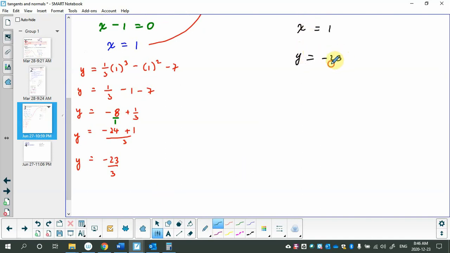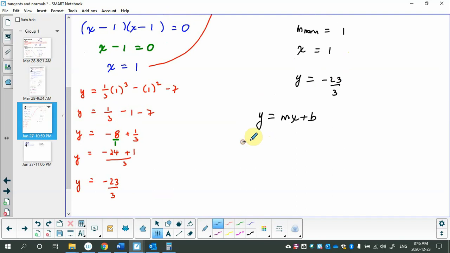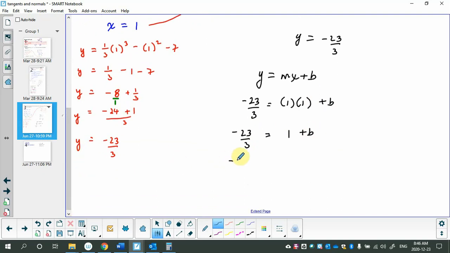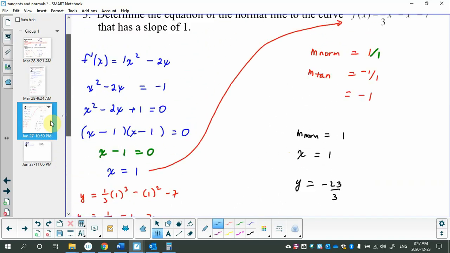and start my y equals mx plus b. So y equals m, x, plus b. Negative 23 over 3 equals 1 plus b. Negative 23 over 3 minus 1, which is actually 3 over 3, equals b, so that's negative 26 over 3 equals b. So back to the original question to see if I've answered it.